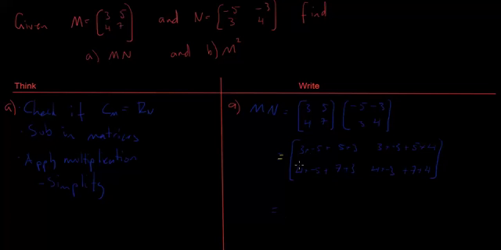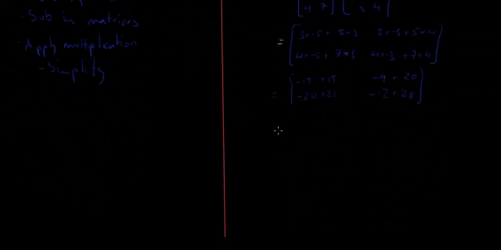We simplify and state the answer. So 3 times -5 is -15, and that's added to 15. This one, -9, plus 5 times 4 is 20. And this one here, 4 times -5 is -20, plus 7 times 3, 7 3s are 21. 4 times -3 is -12, plus 7 times 4 is 28. So we simplify that in the next line down. -15 plus 15 is 0, -9 plus 20 is 11, -20 plus 21 is 1, -12 plus 28 is equal to 16. And that's our answer to MN.